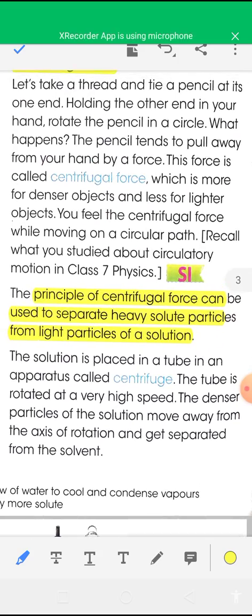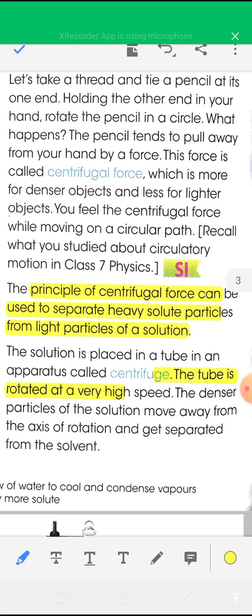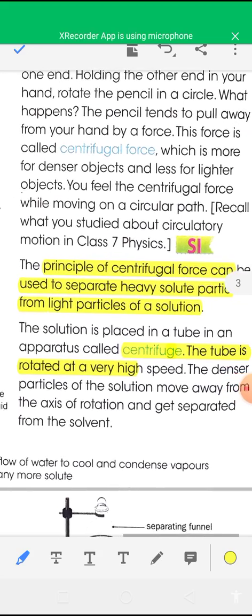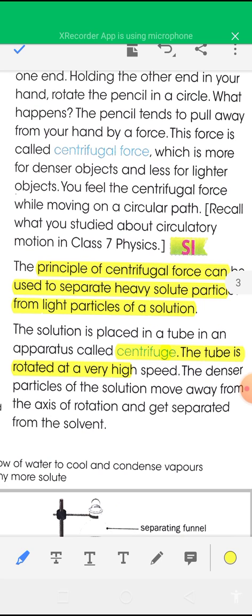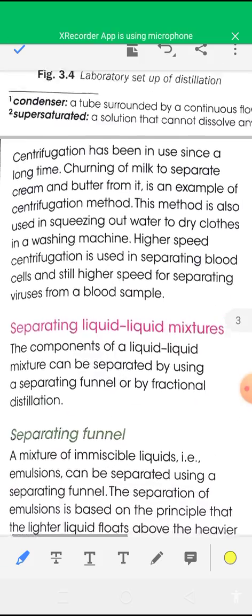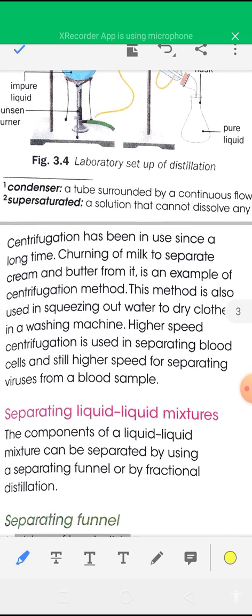The solution is placed in a tube in an apparatus called a centrifuge, and the tube is rotated at very high speed, and the denser particles of the solution move away from the axis of rotation and get separated from the solvent. Centrifugation has been in use for a long time. Churning of milk to separate cream and butter from it is an example of centrifugation. This method is also used in squeezing out water to dry clothes in a washing machine.